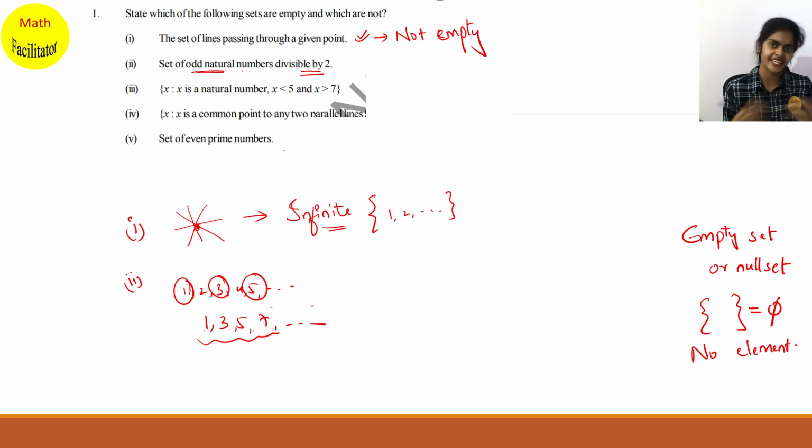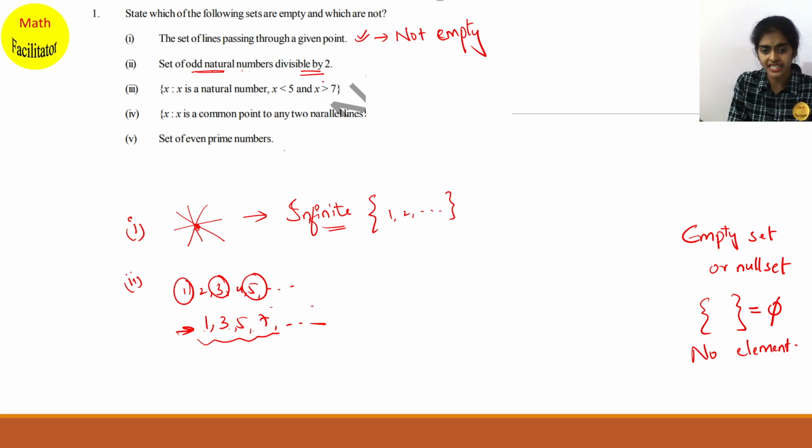Can you say that any odd number is divisible by 2? No, no odd number is divisible by 2. Only even numbers are divisible by 2, isn't it? Odd numbers are not divisible by 2. The example I gave you, 1, 3, 5, 7, these are odd numbers, and these odd numbers are not divisible by 2. So you will not get any odd number which is divisible by 2.